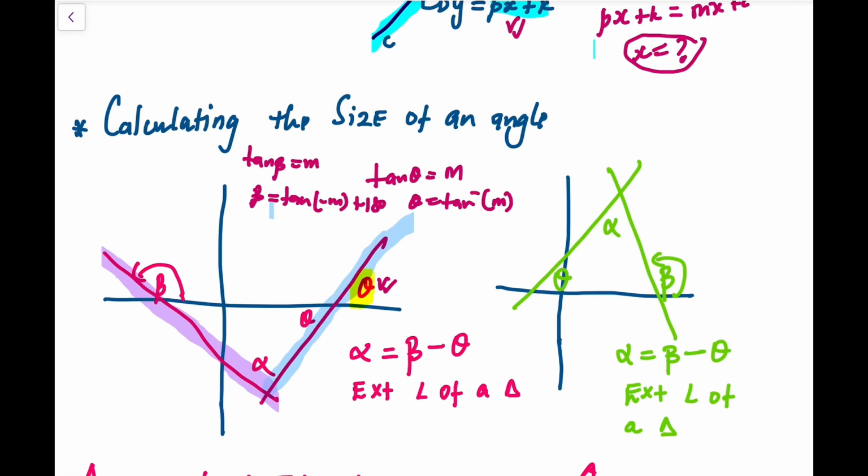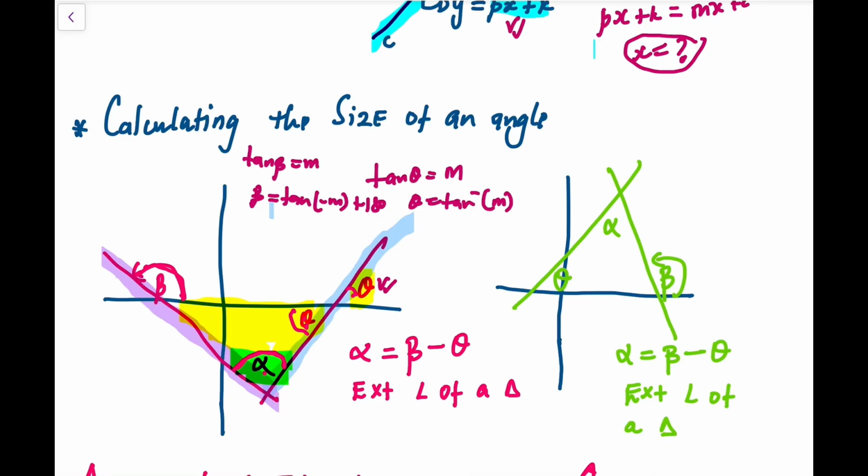Sometimes they will also ask you to find an angle that is not an angle of inclination, like this angle here. If you are looking for alpha, look at the triangle that is formed here. This angle theta, because this one and that one are the same due to vertical opposite angles, plus this angle alpha is always equal to beta, the exterior angle of a triangle. So alpha is always equal to beta minus theta. That is the exterior angle of a triangle.